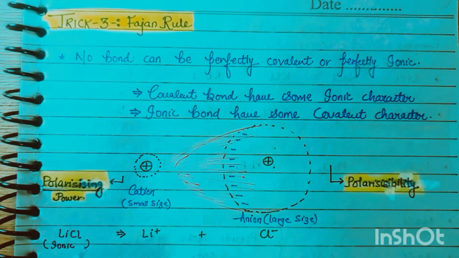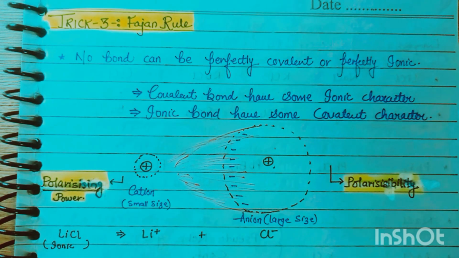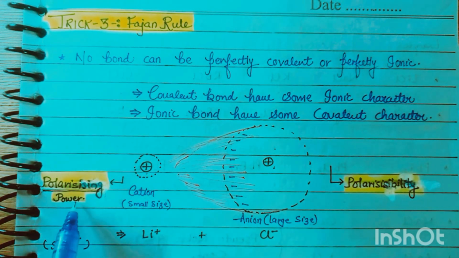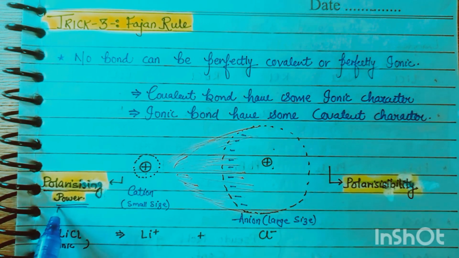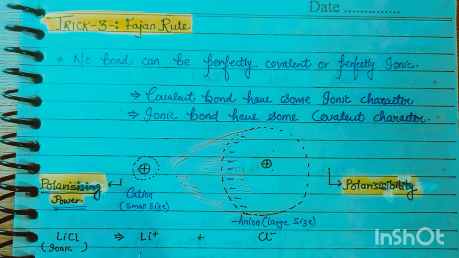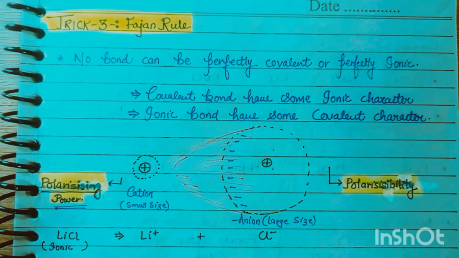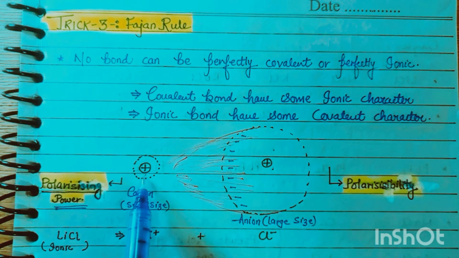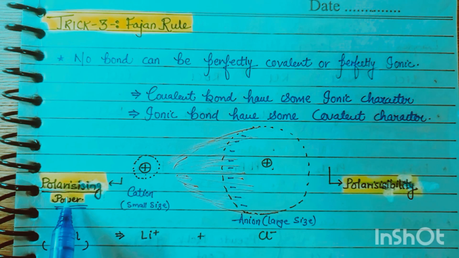The more positive charge the cation has, the more it can polarize the electron cloud of the anion. So we can say, the word polarizing power will be used for the cation. The more the polarizing power of the cation, the more will be the covalent character. If there is more charge and small size, then the polarizing power of the cation will be more.